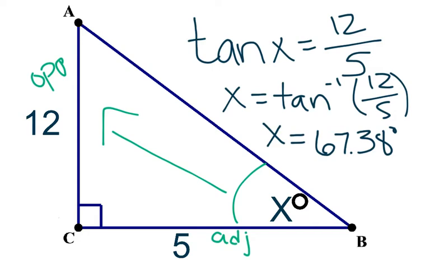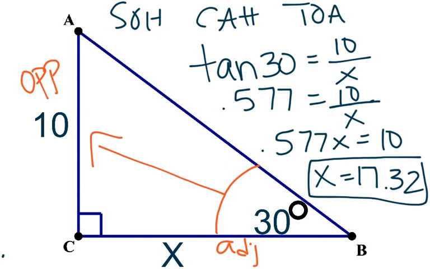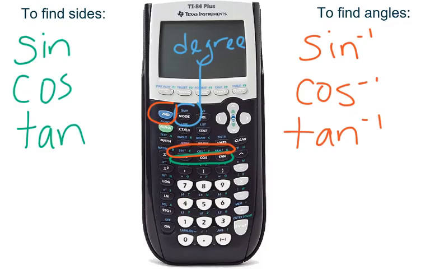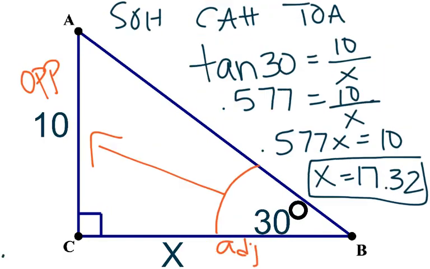Just remember you're either finding angles like the last 3 problems, or you're finding sides like the first 3. Then remember the different buttons and which one you're using, and make sure you understand the sentence and when to use which trig ratio.